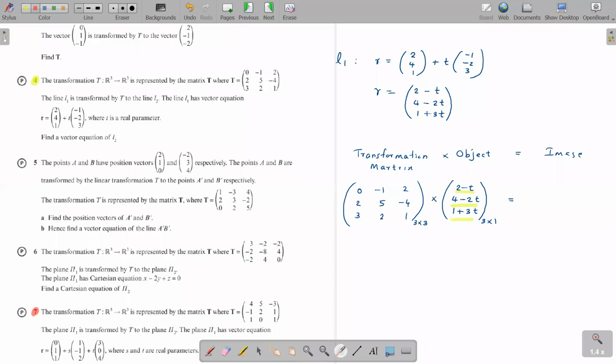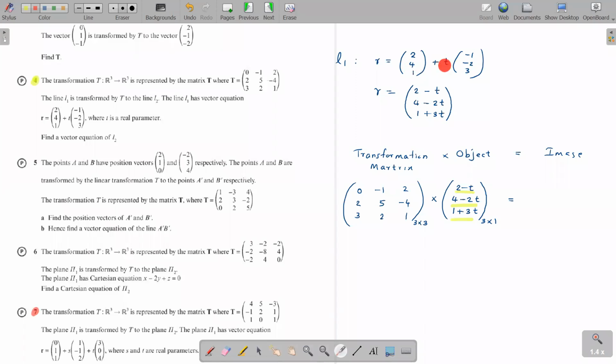Okay, so question number 4 is quite similar to the example that we discussed earlier. They say here the transformation T represented by matrix T is given to you. The line L1 is transformed to line L2. The line L1 has vector equation r equals (2, 4, 1) plus t times (-1, -2, 3), where t is the real parameter. Find the vector equation of line L2.